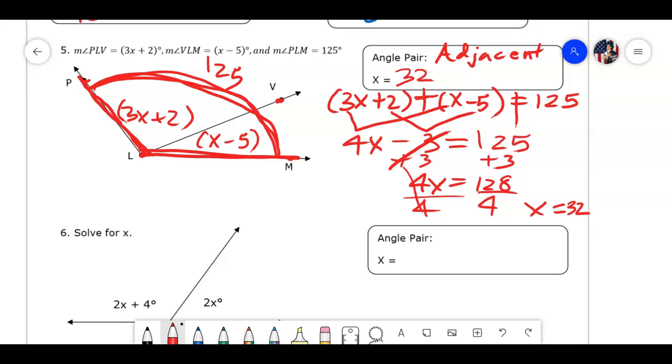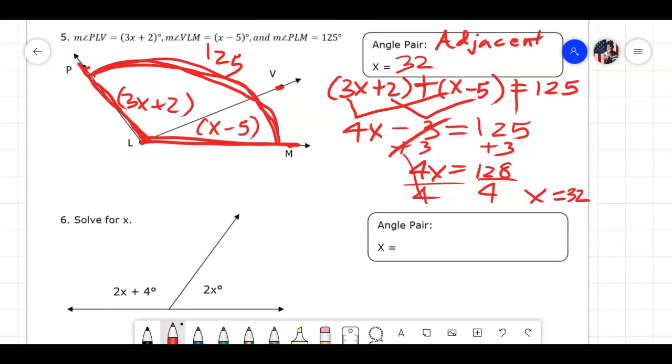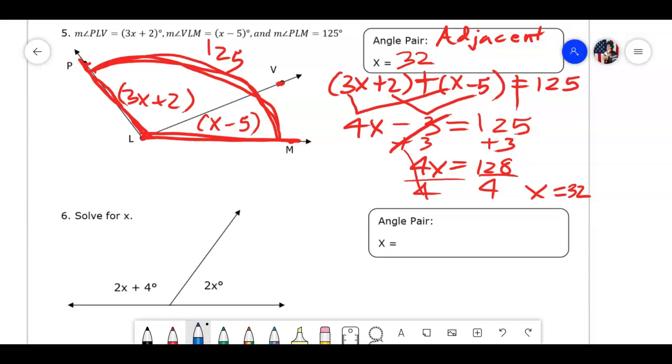Okay. Last one. I'm sure you're relieved. There's a lot of stuff to put down at once. So I see two parts. I have my first part, 2x plus 4. I have my second part, 2x. But here's the question. What's the whole thing? Y'all see how these two angles make a straight line?